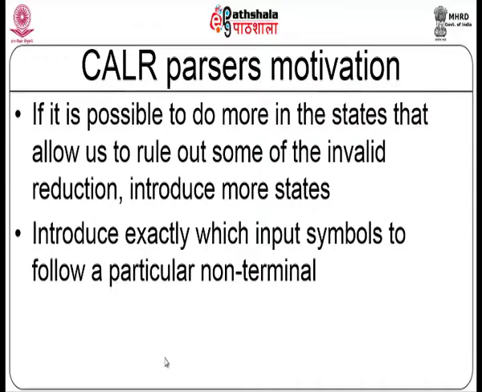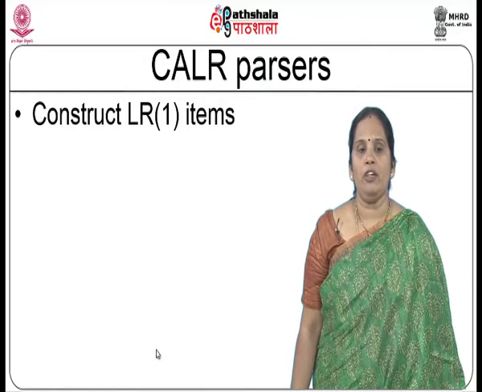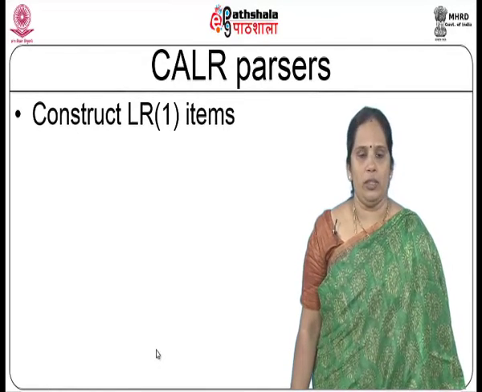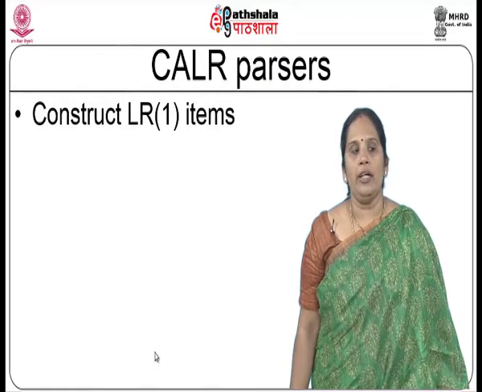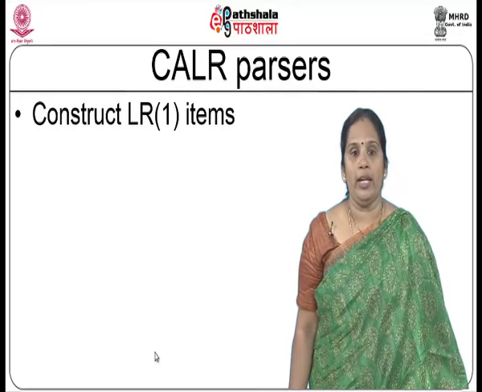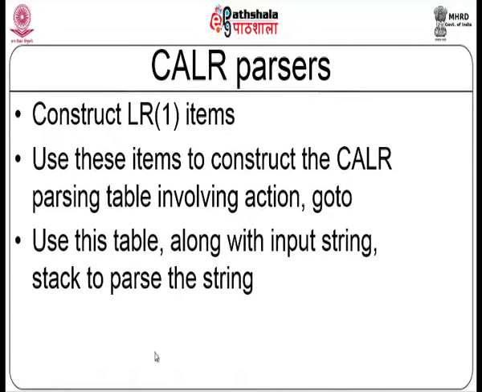So, the first step in CLR parsers is to construct LR(1) items. Where we had LR(0) items in the SLR parser, here we have what is called canonical LR, which uses LR(1) items, and we use these items to construct the canonical LR parsing table, which involves the action and goto parts, and use this parsing table along with the input string to parse the string based upon the stack.